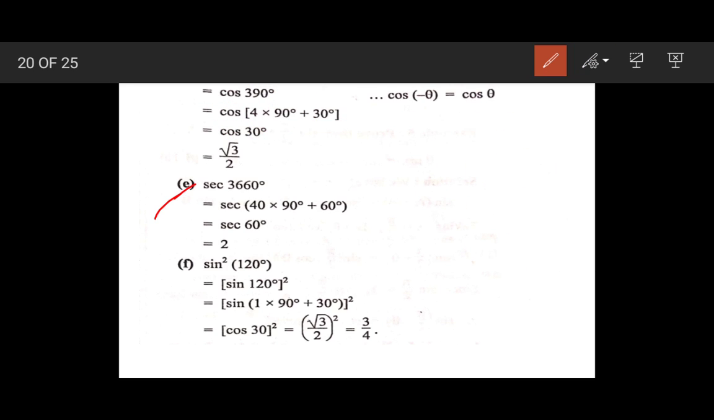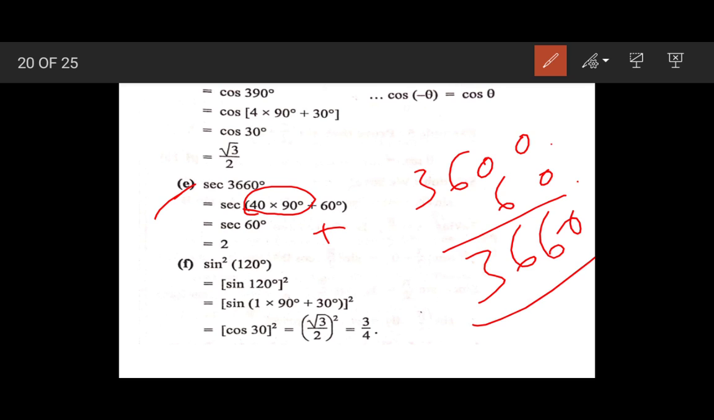E1: sec 3660 degree. Now this 3660 degree can be written as 40 into 90, right? 40 into 90 is 3600, so plus 60 degree. So that will be 3660 degree.